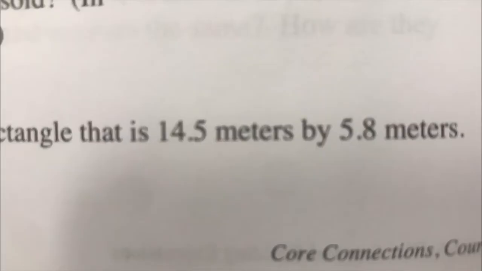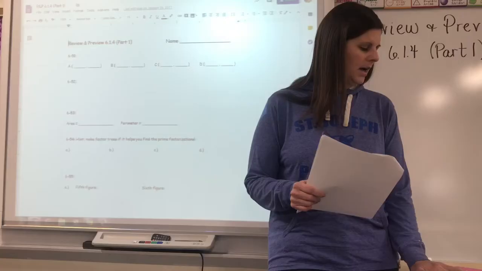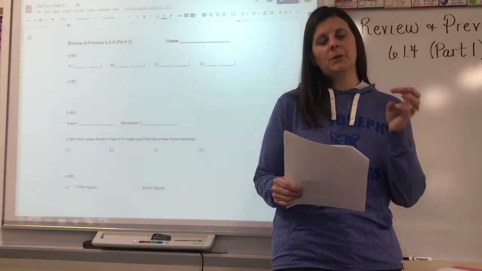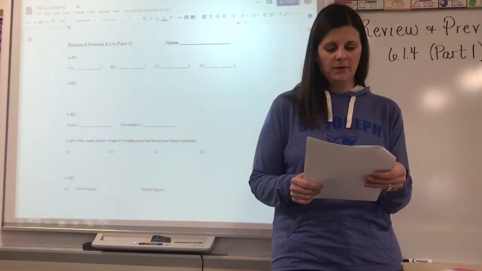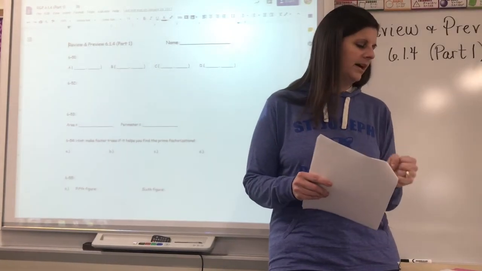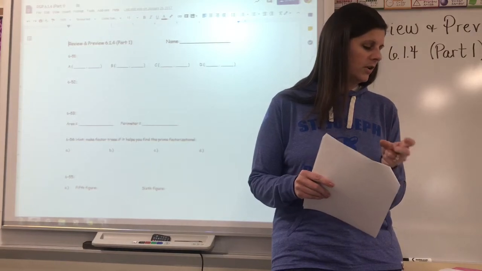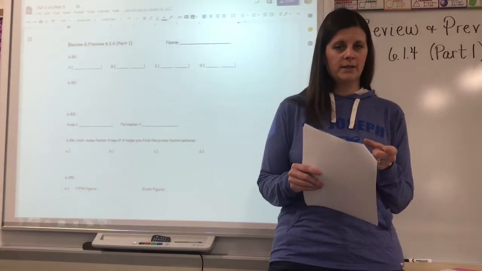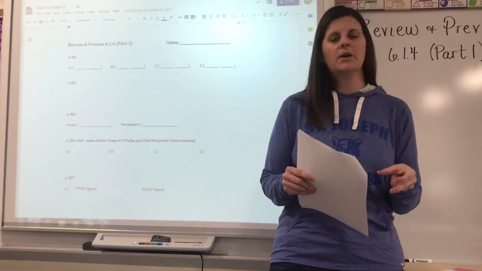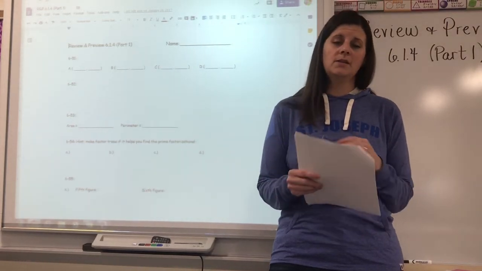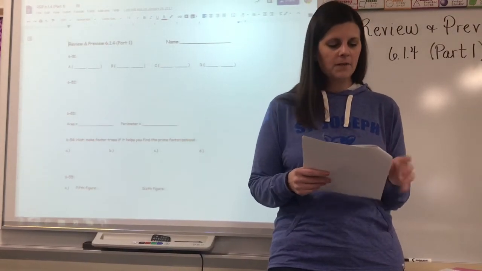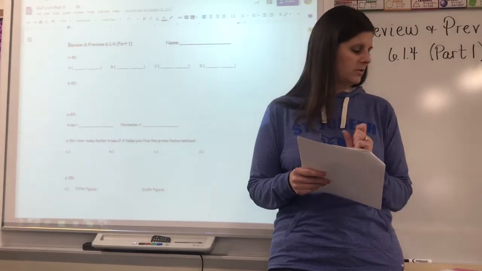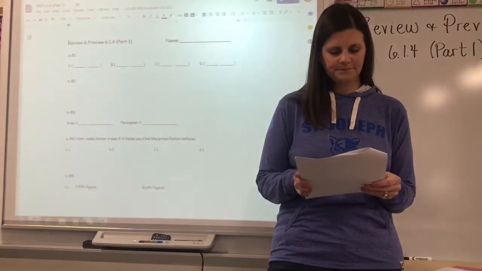For question 53, they're asking you to find the area and the perimeter of a rectangle. They don't show you the rectangle, but they do tell you the dimensions. If we're finding area, we want to multiply the 2 dimensions, but when we're finding perimeter, keep in mind we have to have 2 of each. So there are actually 2 sides that measure 14.5, 2 sides that measure 5.8, and then of course they need to be added all together. For both area and perimeter, don't forget your labels.